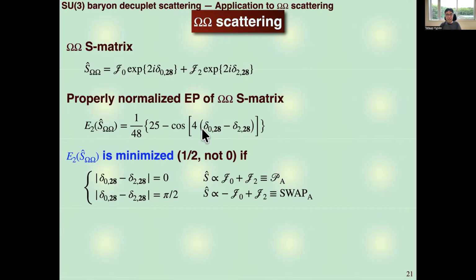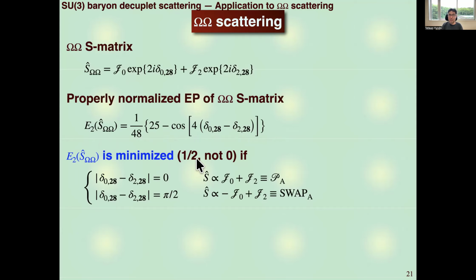But you notice that in the previous examples, we have some constant term minus a cosine term, where the coefficient of the cosine term exactly cancels the constant term. And that's why we can obtain the S equals 0, EP equals 0 solution. While in the present case, even though the minimum is given by this, namely cosine is +1, which gives you the largest possible subtraction from 25, this gives you not 0, but 24 divided by 48, which means 1/2, as in the case of the two nucleon scattering.